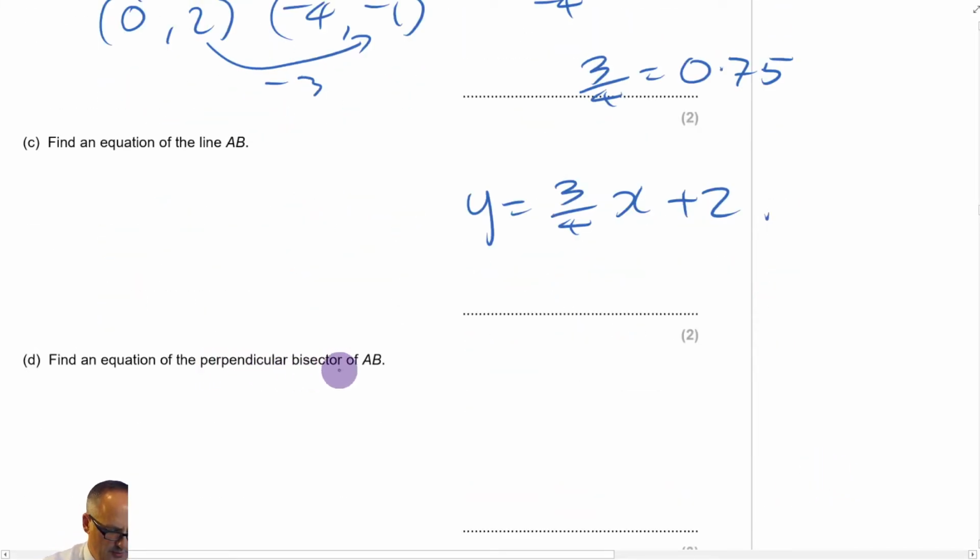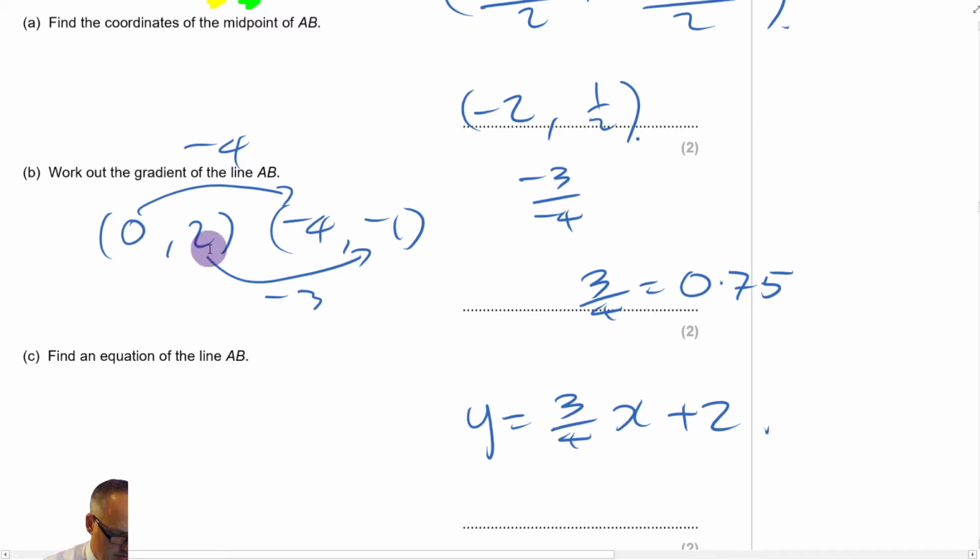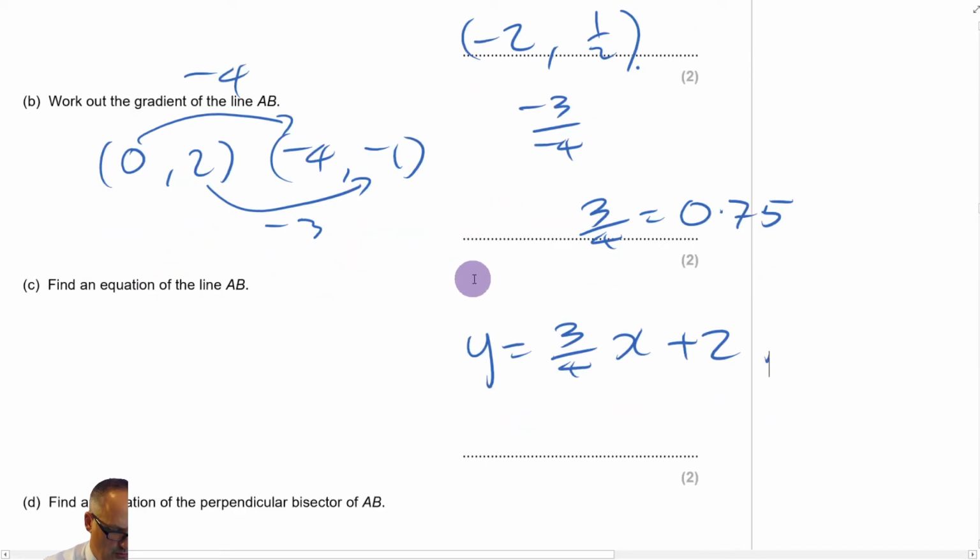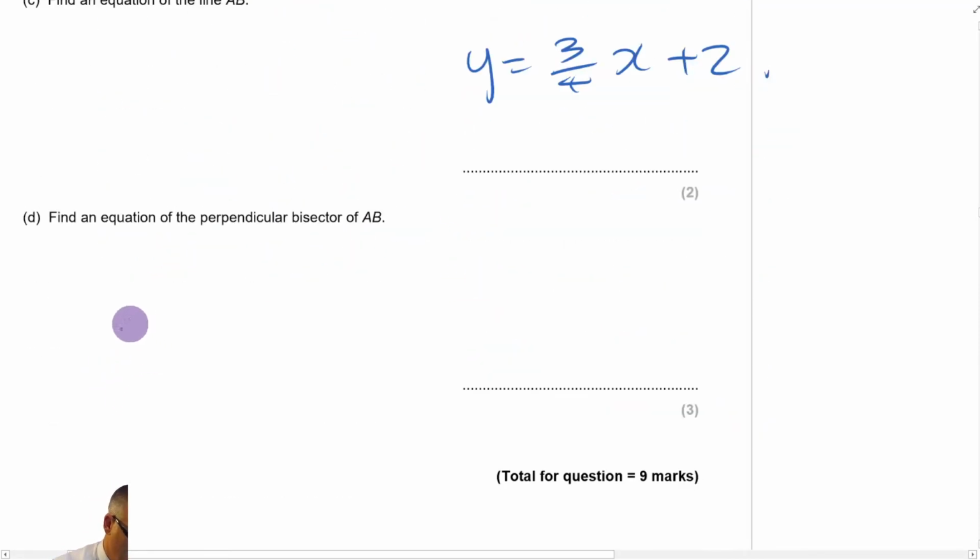Find the equation of the perpendicular bisector of AB. Now this is a bit trickier. So we've got the points 0, 2 and minus 4, minus 1. So let's just draw a little sketch to help us with this.